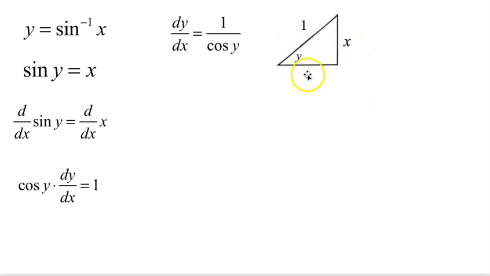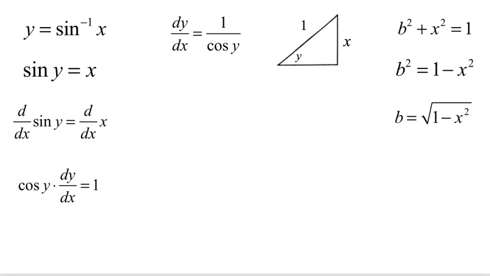What is this third side of the triangle? I will get that using Pythagoras. So I'm calling that third side b for base. Base squared plus x squared is 1 squared, or 1. Solving for the base squared, of course, base squared is 1 minus x squared, so the base is the square root of 1 minus x squared. So that's the third side of the triangle.